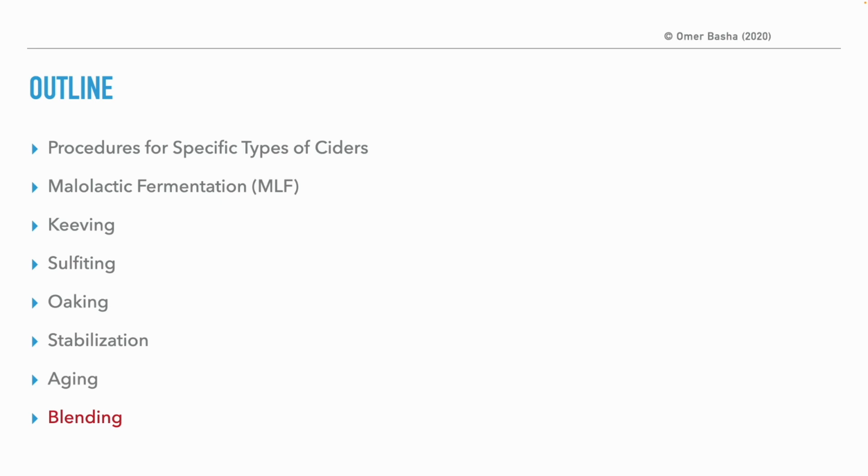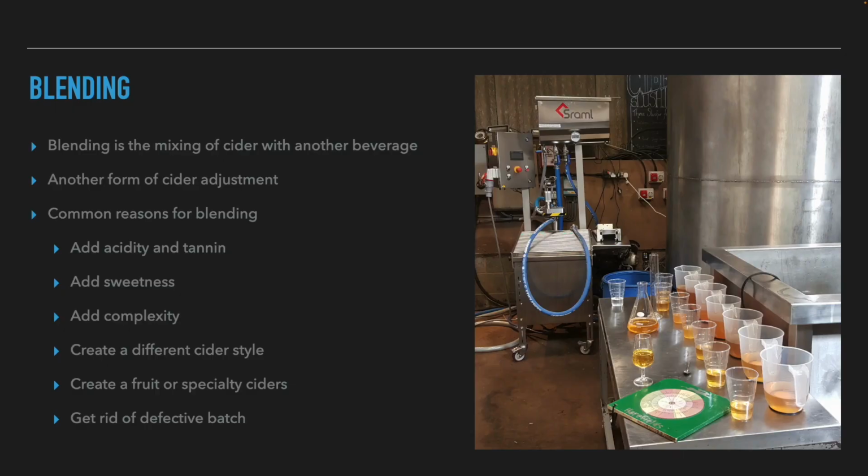After discussing aging, let's move on to the last topic of today's presentation, which is blending. Blending is mixing the cider with another drink. It can be other cider, fermented fruits, spice tinctures, mead, and more. Blending is essentially another method of balancing the final cider.